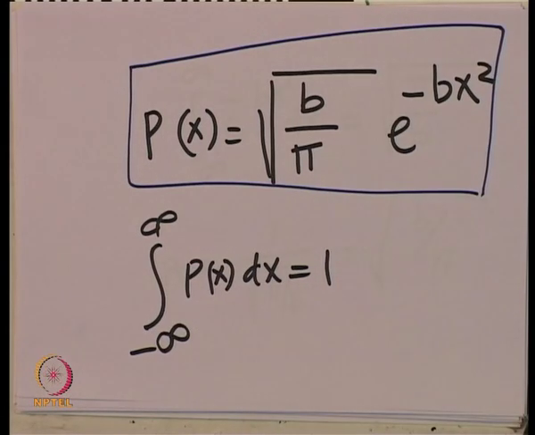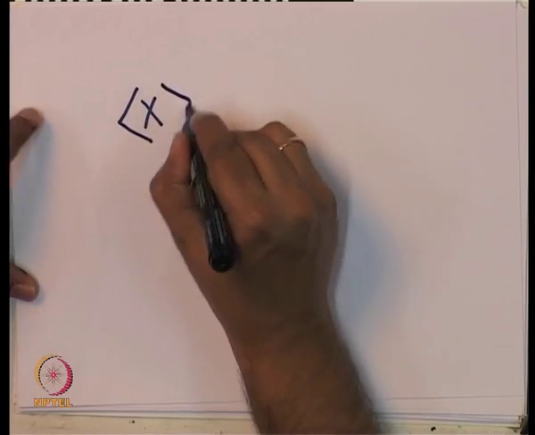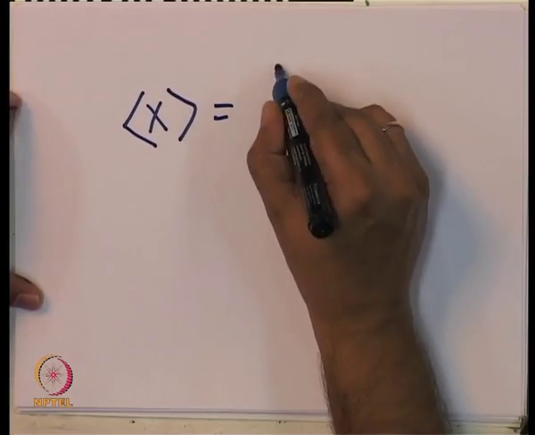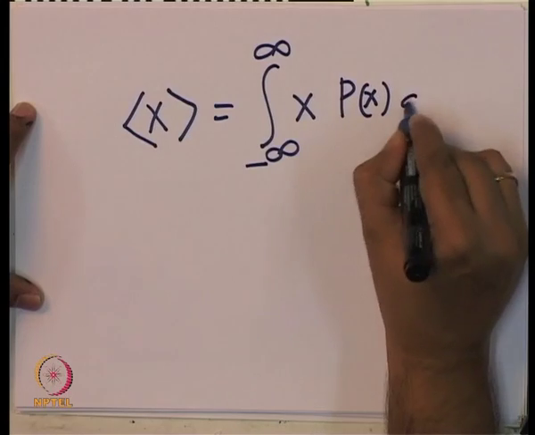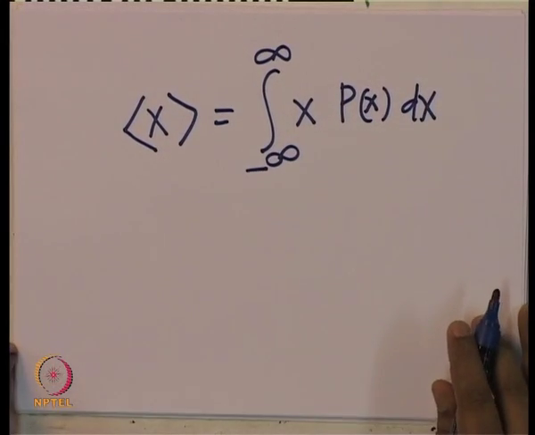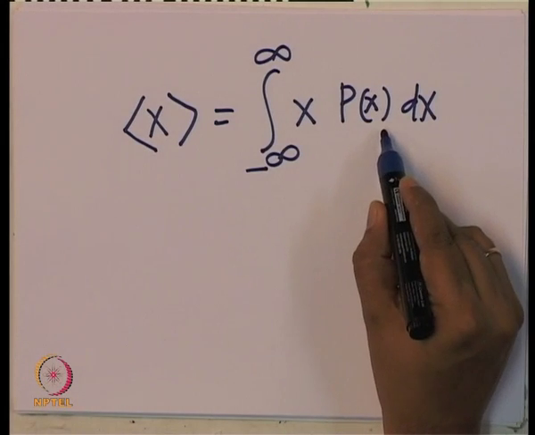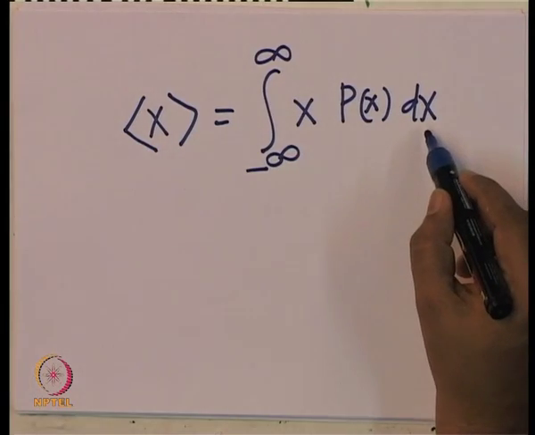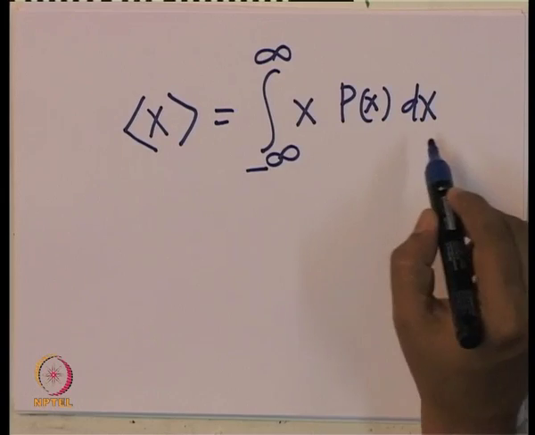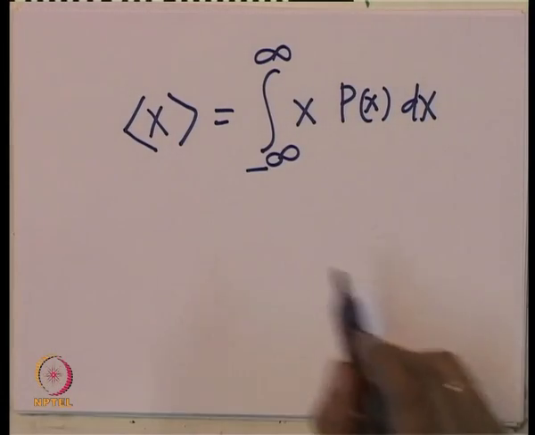So, we know the definition of average and standard deviation. What is the definition? As in the previous lectures, the average x average is defined as the integral from minus infinity to infinity of x P of x dx. Just remember, this is always the definition of x average. If you are given a P of x, the probability distribution, the way to find x average is to multiply with x and integrate.